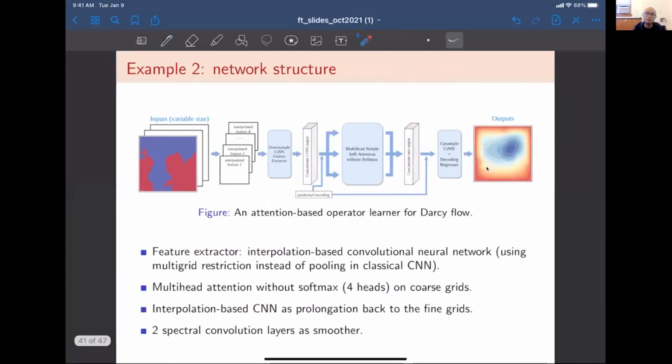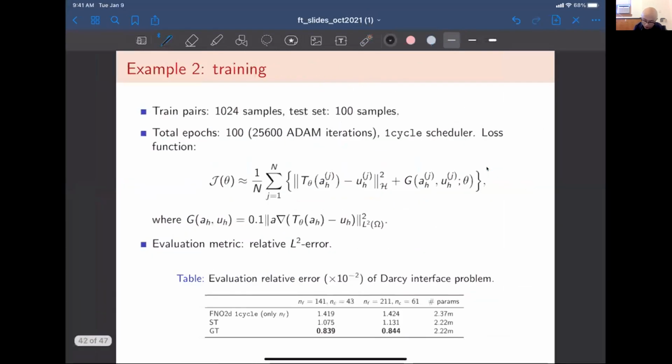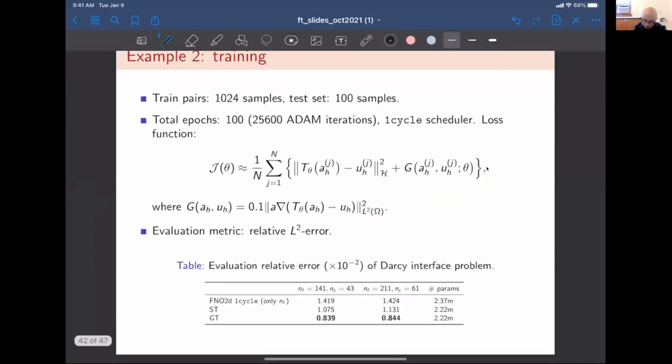And then in 2D, our feature extractor basically uses an interpolation-based CNN, and we use a multi-head simple attention. We still concatenate positional encoding in each layer, and we add this smoother from the Fourier neural operator. The Fourier neural operator takes about 2/5 of the parameters, and the CNN takes about 1/5 of the parameters. This is our result in 100 epochs. Again, our model performed the best.